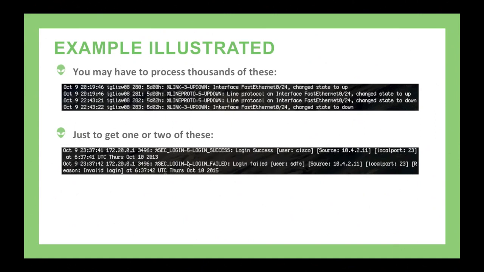So again, these are just a couple of examples of how, from the device side, you really don't have a lot of control over what data gets logged and how. So the challenge there is, how do we get down to the stuff that really matters?